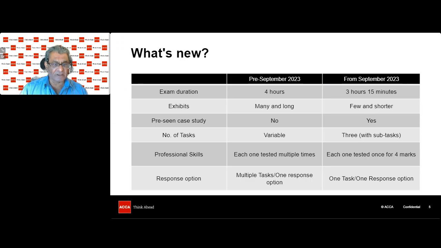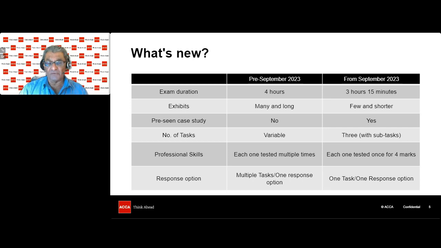What are the key changes? Well, here you see pre-September 23 and post-September 23. The exam duration has gone down from 4 hours to 3 hours, 15 minutes. Now, there are a number of reasons for that, but the main one is to bring SBL in line with the other examinations at strategic professional stage, which are all also 3 hours and 15 minutes long.